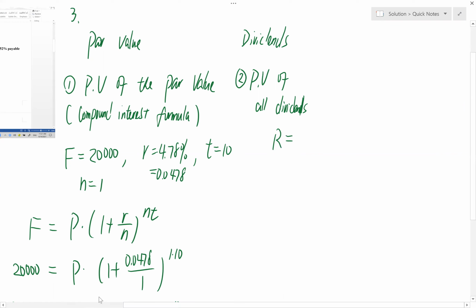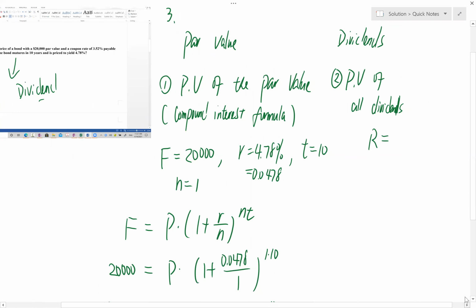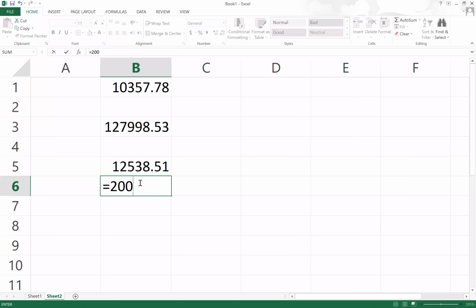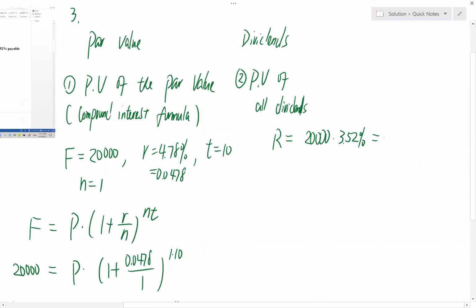So it should be the interest rate, the dividend rate, 3.52%, multiplied by $20,000. So it's going to be 20,000 times 3.52%. Let's see what that is. It should be about 700 something, 700 and change, but let's get to the detailed calculation. So 20,000 times 3.52% is $704. That means on a yearly basis, you receive $704 as interest income.